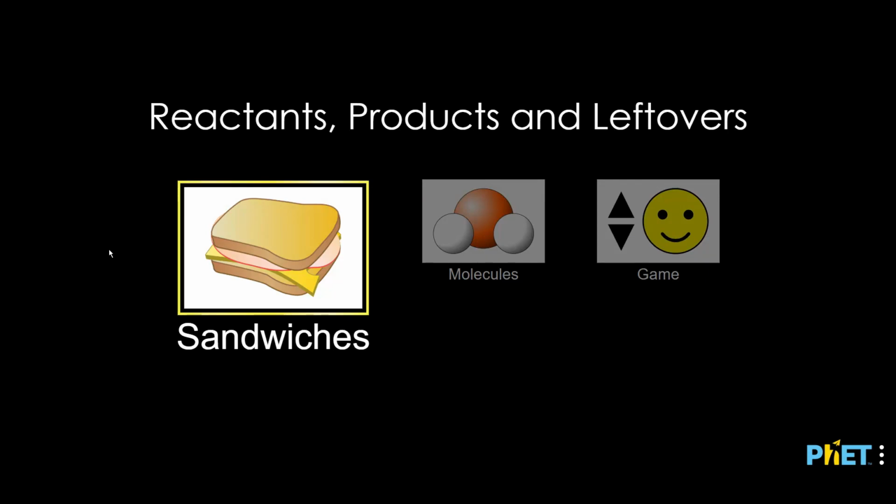On your iPad, you should be able to find in the PhET Simulations app a simulation that is titled Reactants, Products, and Leftovers. You can find that either by searching for it in the options or by looking inside the chemistry category. Once you find this, you'll see that there are three different options: sandwiches, molecules, and game. And I'm going to start off by clicking on the molecules option.